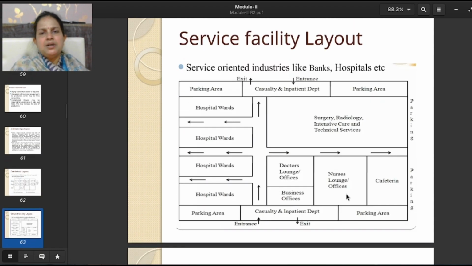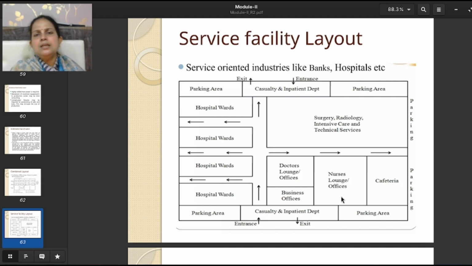Then we'll discuss service facility layout. Actually, the service layout is different for different organizations. If you go to a hospital, the layout structure is different. If you go to a bank, the layout structure is different. It depends on the type of service we are providing to the customers.